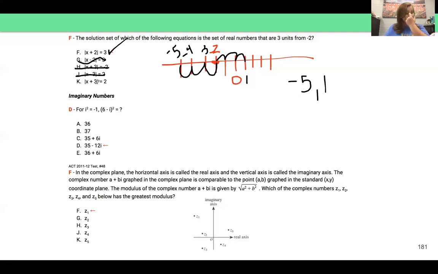-5 plus 3 gives me -2. The absolute value of -2 does equal 2. So it's either F or K. Now let's try the ones. 1 plus 2 is 3, equals 3. 1 plus 3 equals 4, does not equal 2.